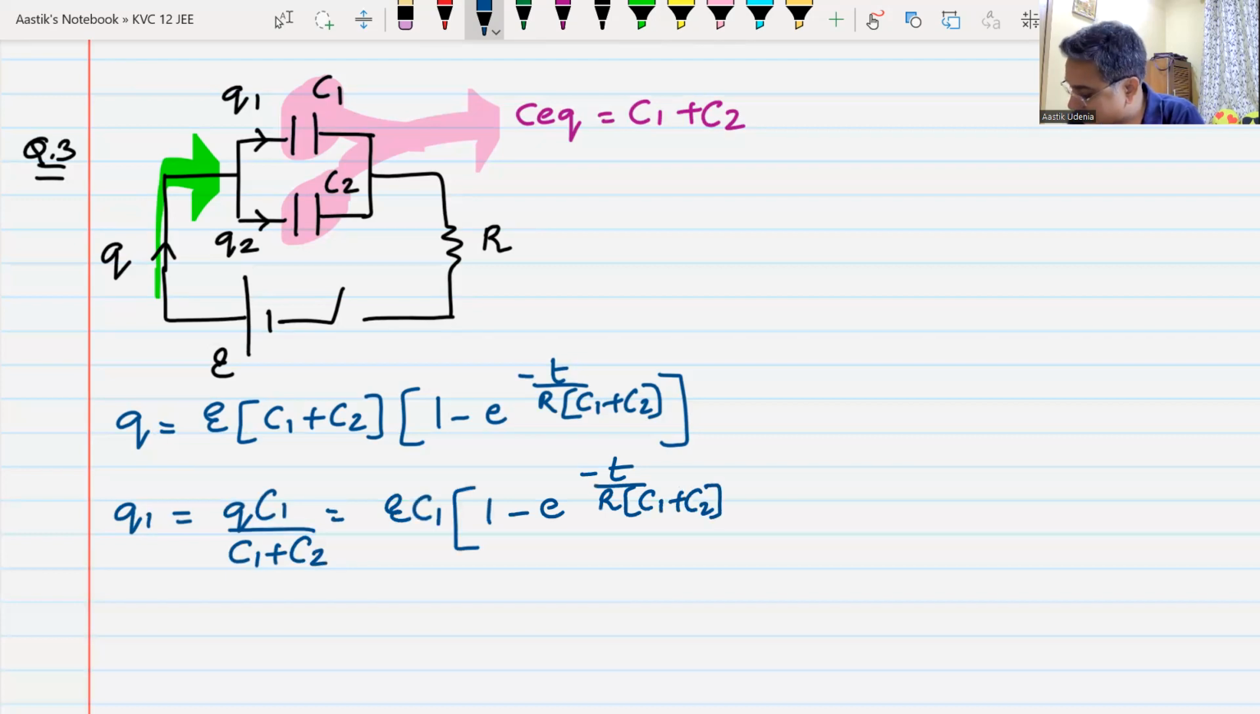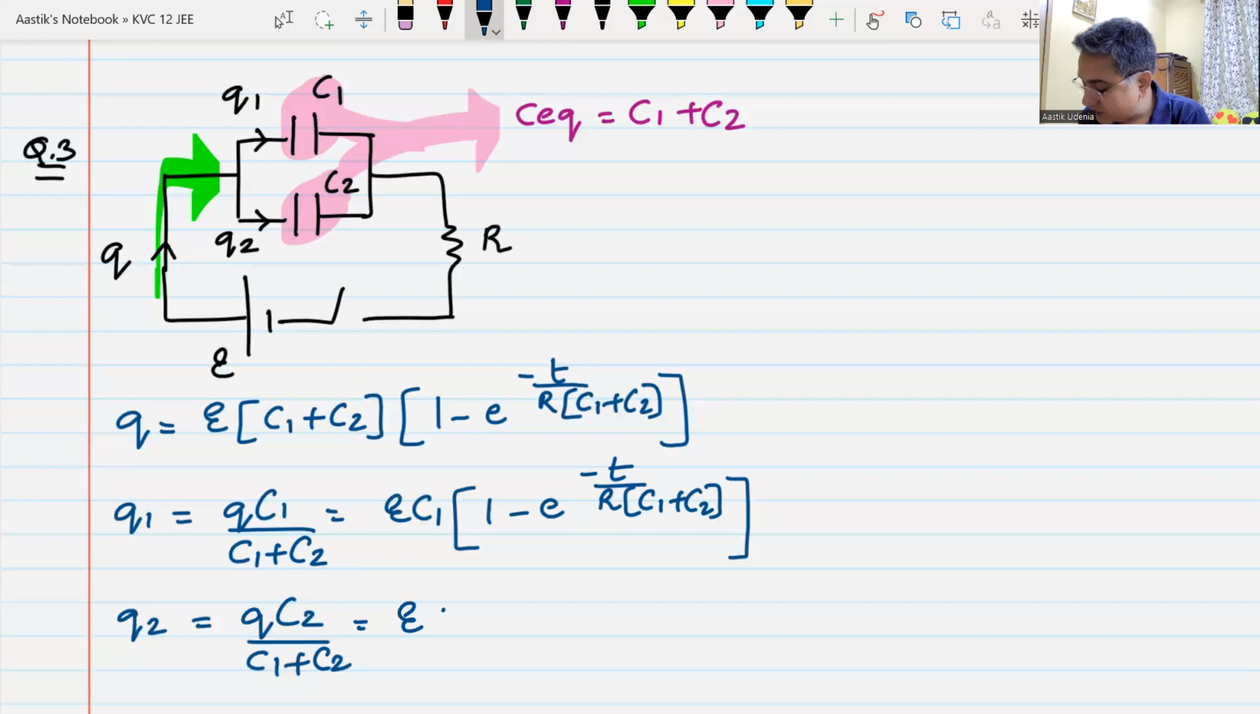Anyone got this answer? If you got this answer, then congratulations. Well done. Similarly, I can write Q2 as Q into C2 divided by C1 plus C2. So effectively, it will become E into C2, 1 minus e to the power minus t by R into C1 plus C2.